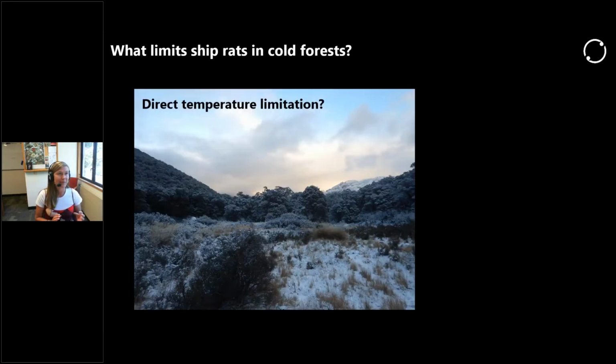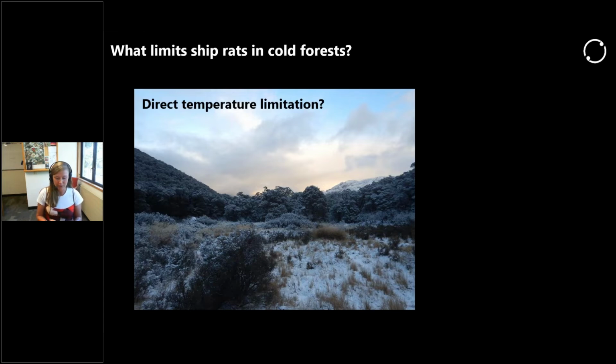So what is limiting ship rats from being more consistently abundant in the cold forests? It could be direct temperature limitation. Like John said earlier, our ship rats in New Zealand have originated from southern India. They're not exactly cold adapted. So there's the potential that they just can't survive these kinds of temperatures that can occur up in these forests. Perhaps they don't have enough warm, dry denning sites. Perhaps they don't breed when they get really cold. Or there could be some kind of mechanism like juvenile survival is really low.